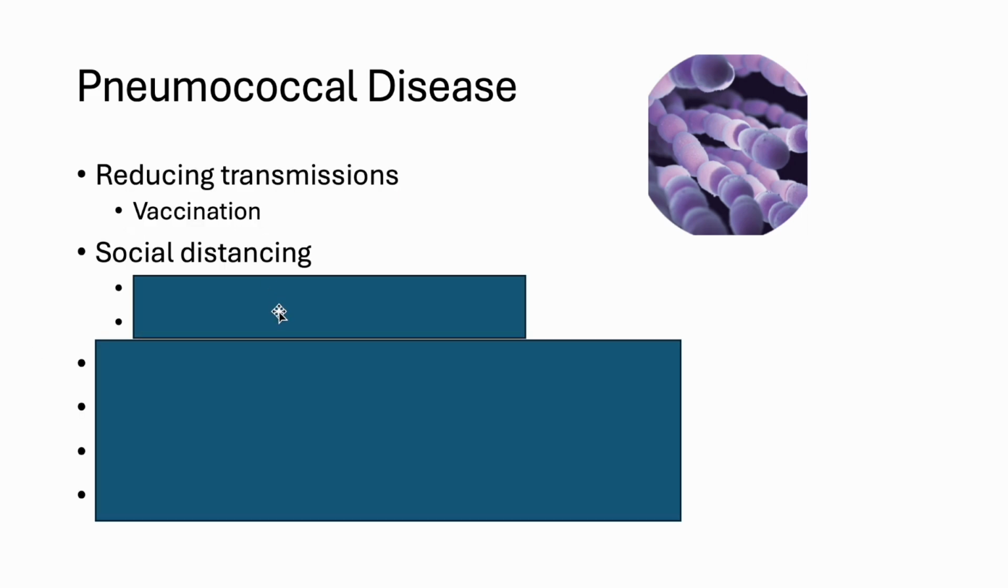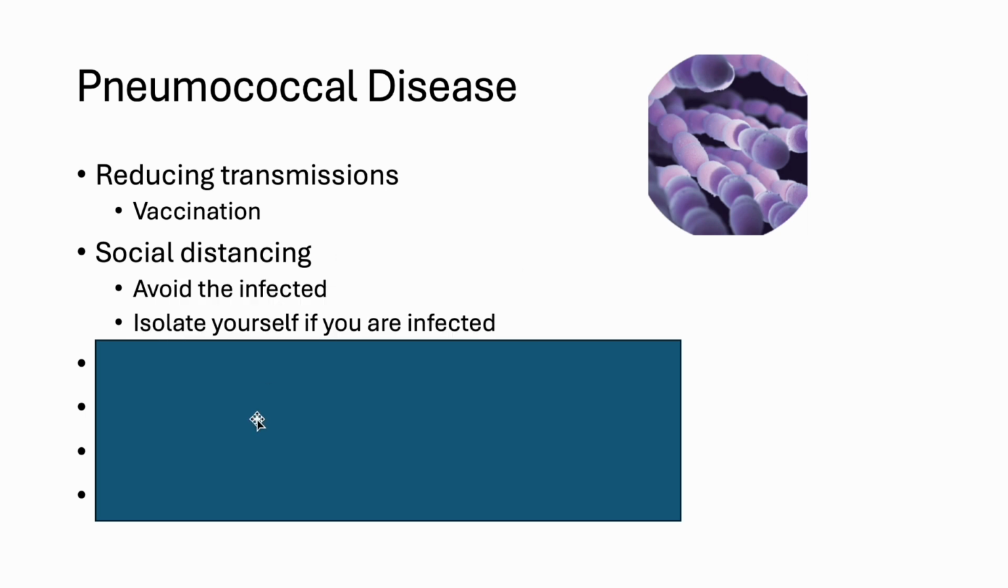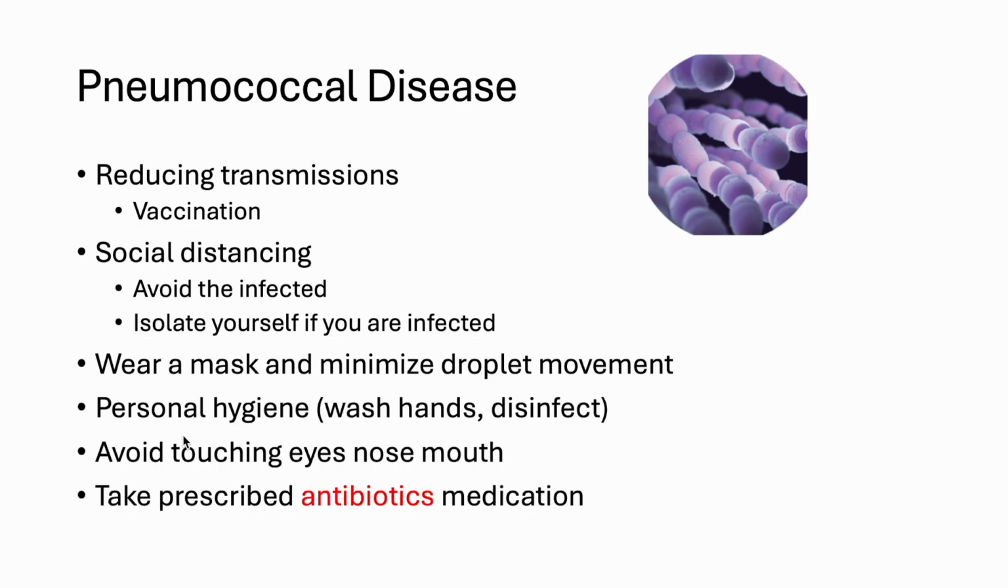So reducing transmission, of course, same. Vaccination, social distancing, because they pass by droplets, so it's the same as in the influenza one. And all of this is pretty straightforward. It's the same as the influenza one. So thankfully the syllabus writer is really smart to have chosen an example of a disease for the virus and the bacteria to have very similar symptoms, so you don't have to study so hard. Okay, so take prescribed antibiotics medication because this is caused by bacteria.